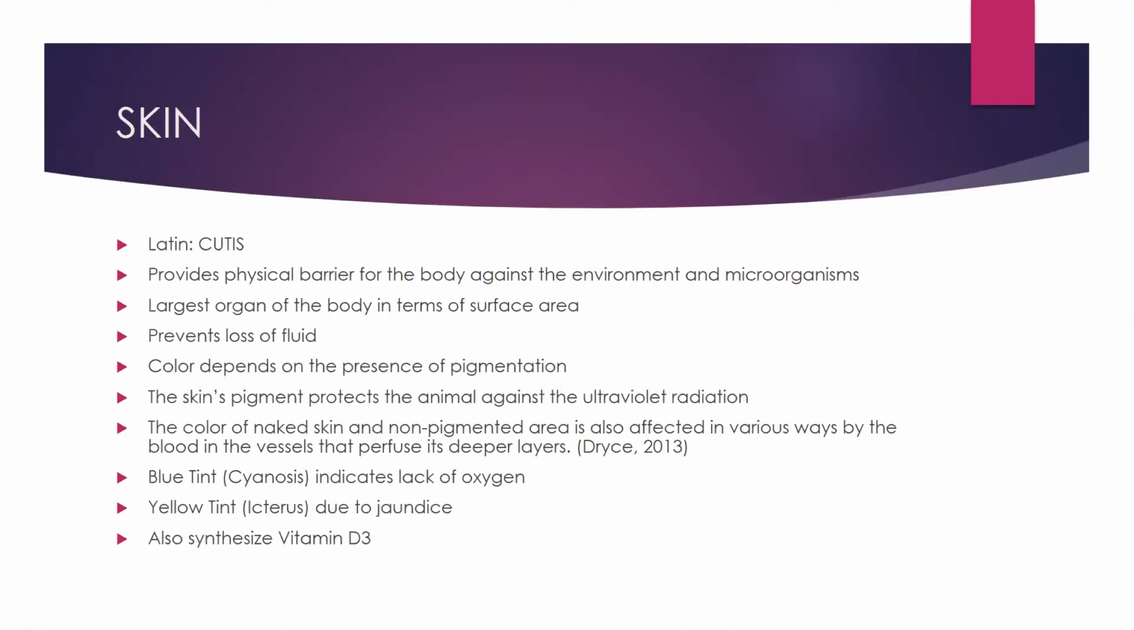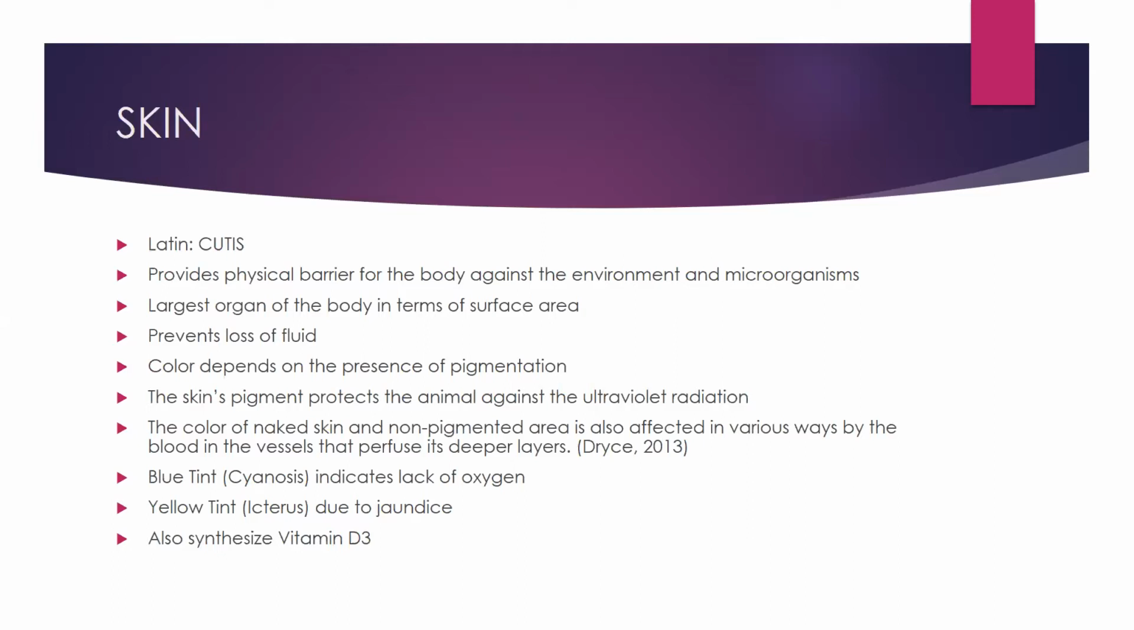Color depends on the presence of pigmentation, and the skin's pigment protects the animal against ultraviolet radiation. So for example, our polar bears may look white because of their hair or their fur, but their skin is actually black. The reason they have that black skin is that it's better at absorbing ultraviolet light, which keeps them warm.